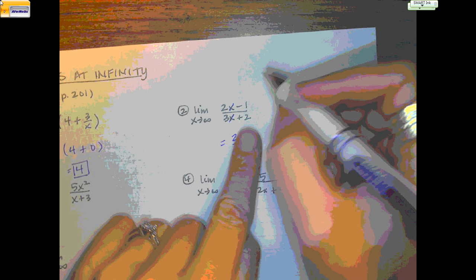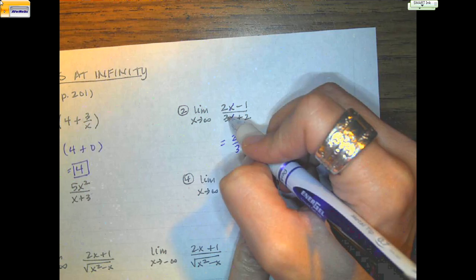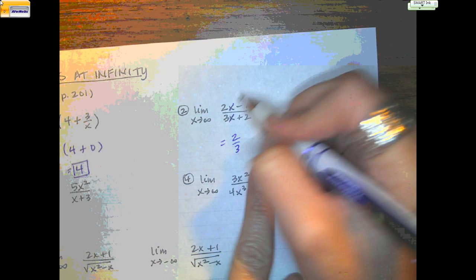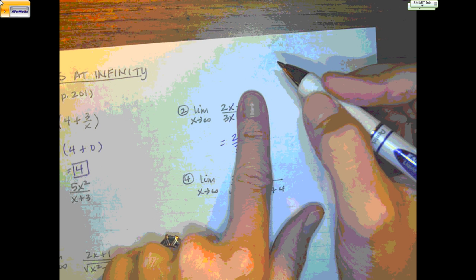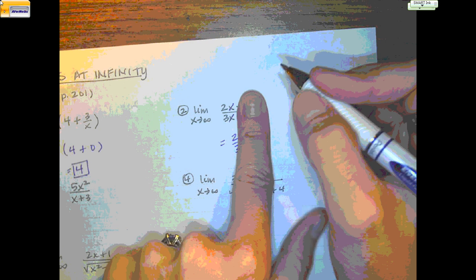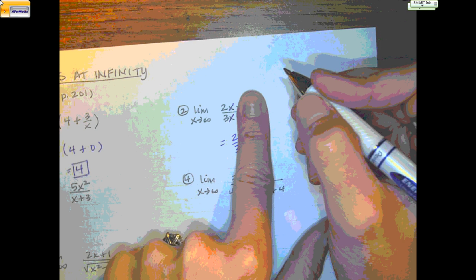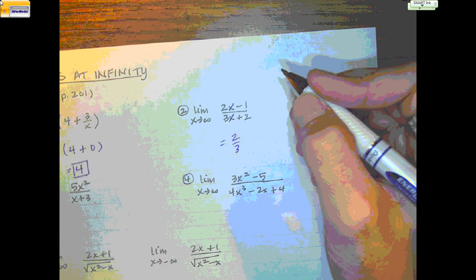This is not really that situation, because if you shove in huge, infinitely large numbers right here, this 1 and this 2 aren't going to affect it at all. So it's like saying you have 2x over 3x, which is really like saying you have 2 over 3. Are there any questions? It's approaching 2/3.